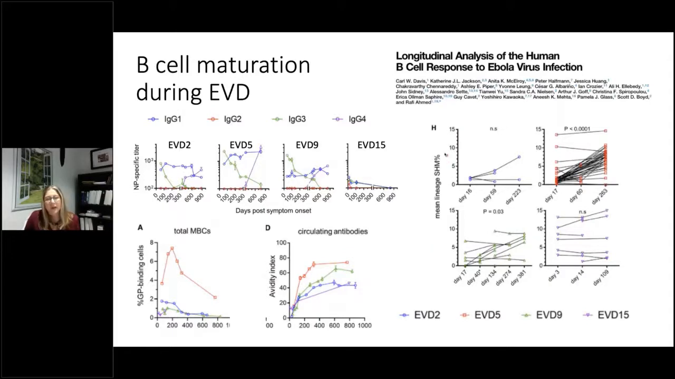And he looked at somatic hypermutation. This is a measure of how much affinity those antibodies have. So they get more and more mature, they mutate, and you'll see EBD5 again over time has the most affinity maturation of their antibodies. So EBD5 is really unique in this cohort.